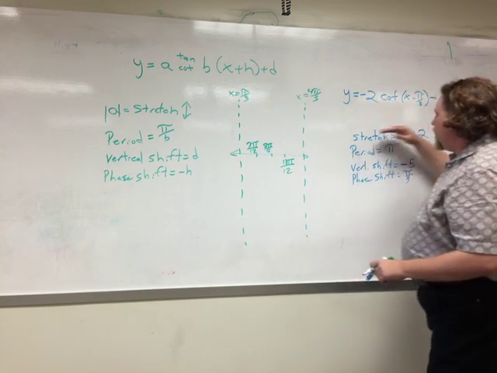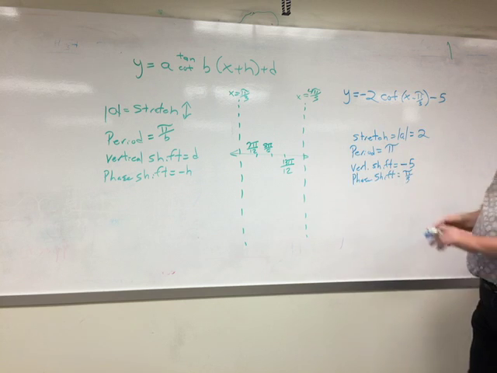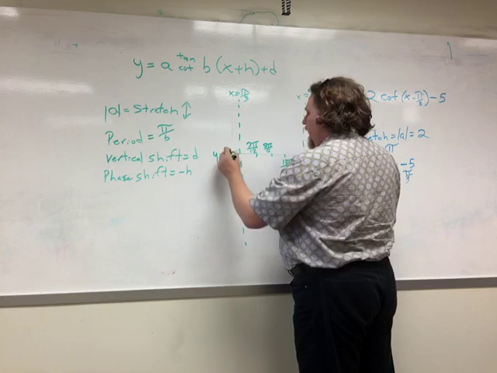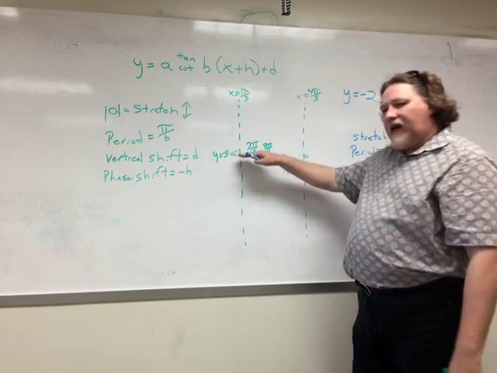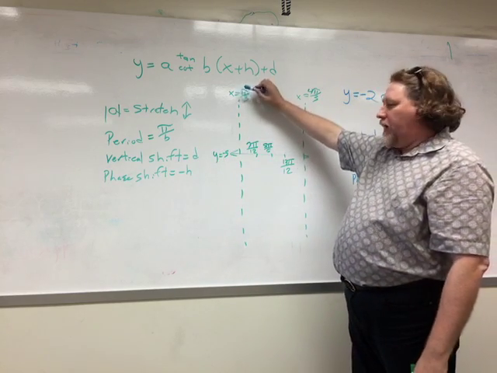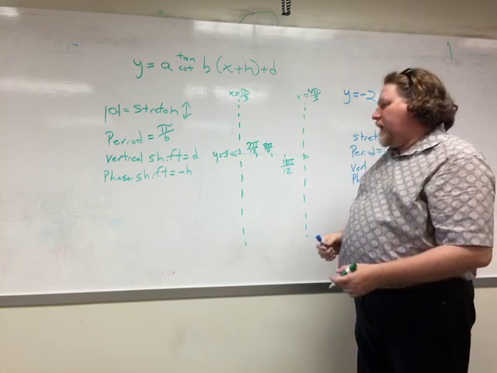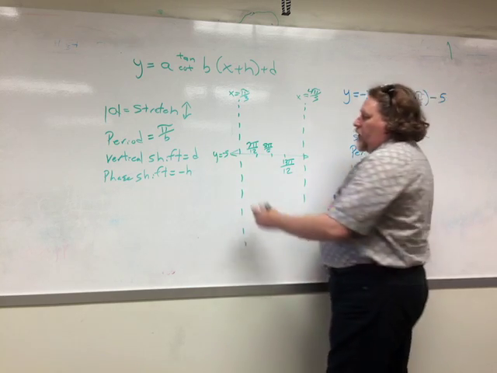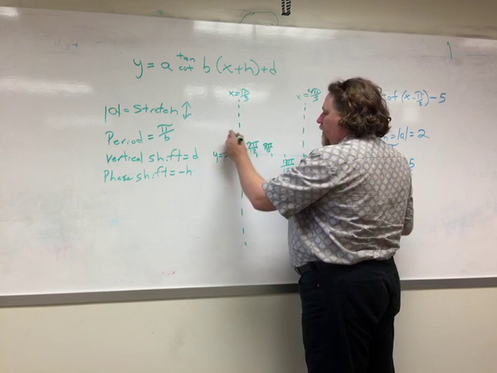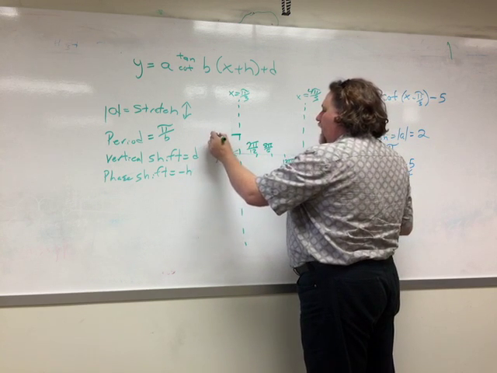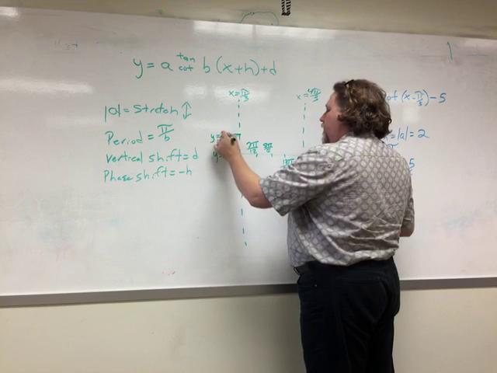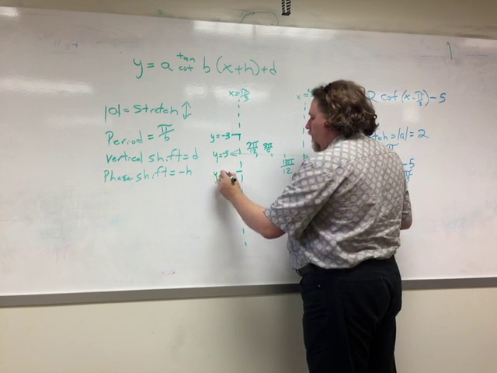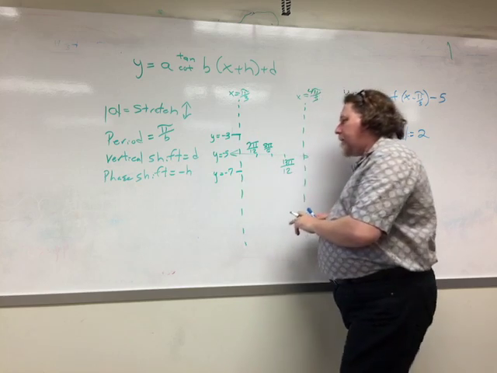Right? My vertical shift is -5. So this line right here must be y equals -5. Not the x-axis. The x-axis is up here somewhere. Y equals -5. My stretch is 2. So if I go up 2 units, right about there, that would be y equals -3. And if I go down 2 units, that would be y equals -7.